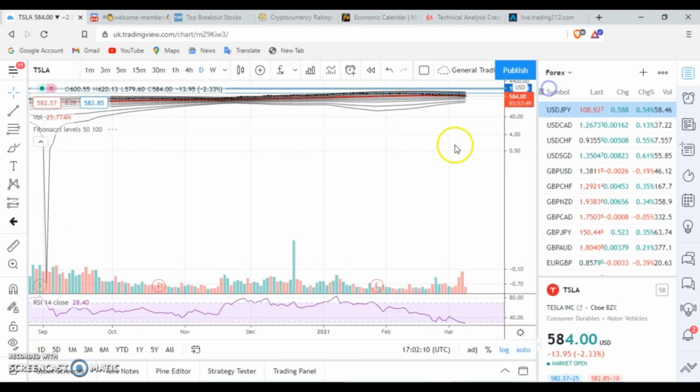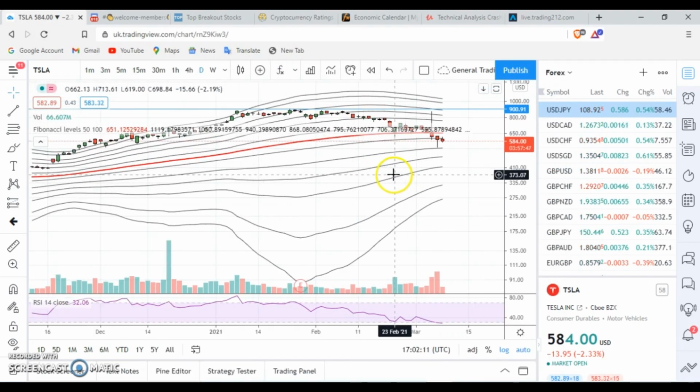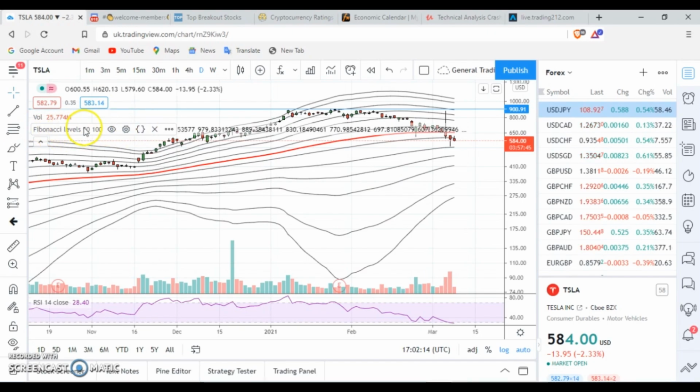So if you just do Fibonacci levels, for example, right? That's the indicator called Fibonacci levels.